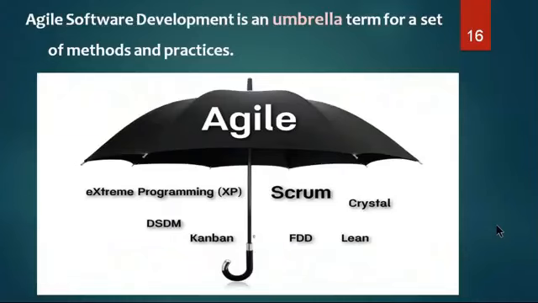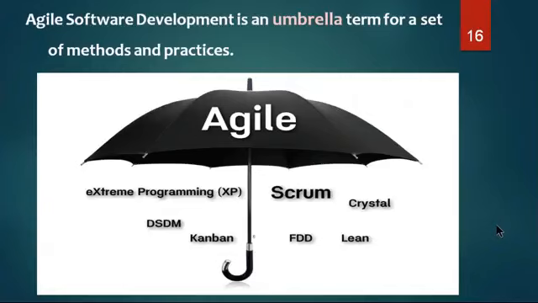They will ask you what methodologies we have in Agile. Like in SDLC, we have the waterfall model, V model, incremental model, prototype model, RAD model, and spiral model. In Agile also we have different methodologies which come under one umbrella: extreme programming (XP), DSDM (dynamic system development method), Kanban, Scrum, Crystal, FDD (feature driven development), and Lean.